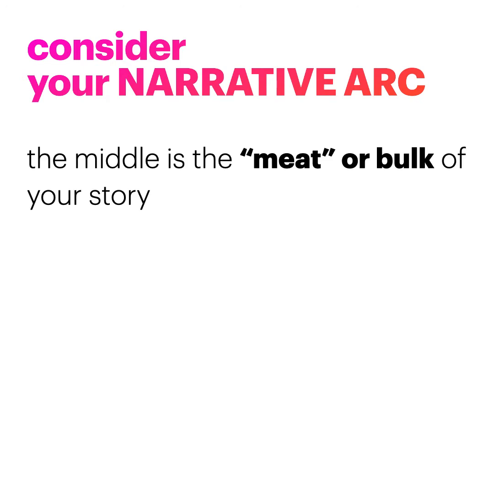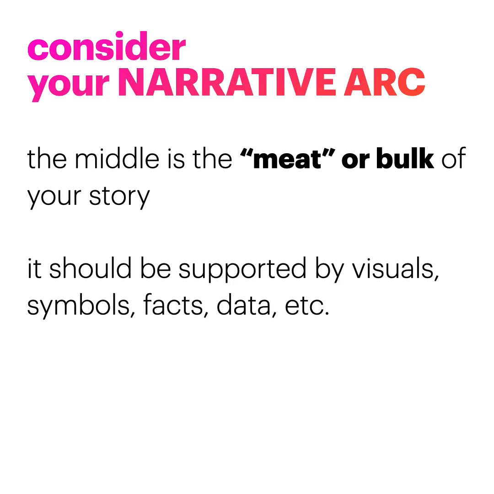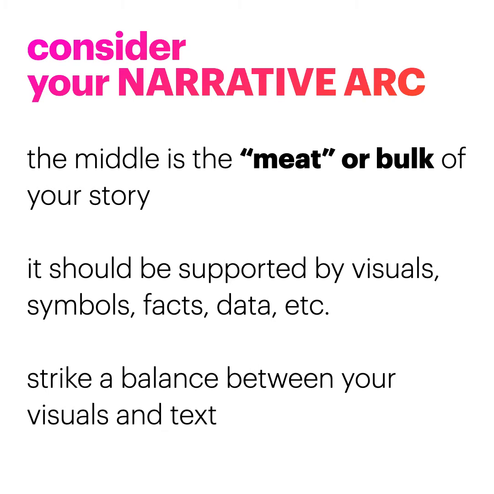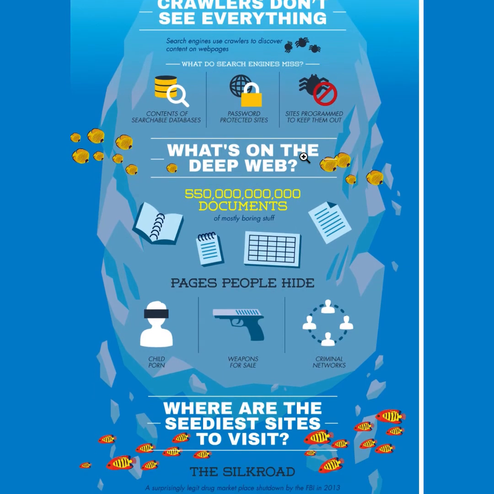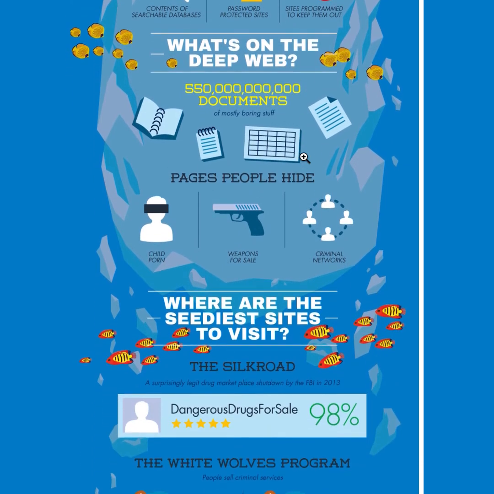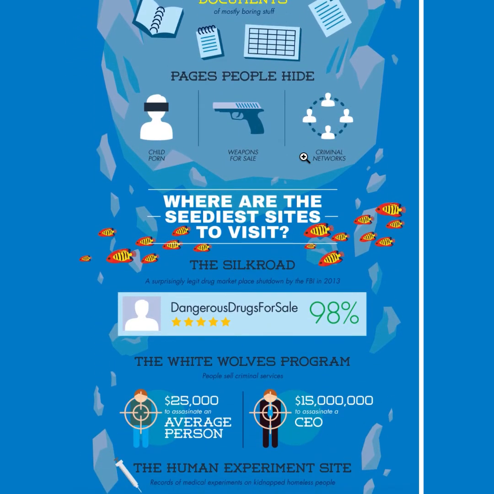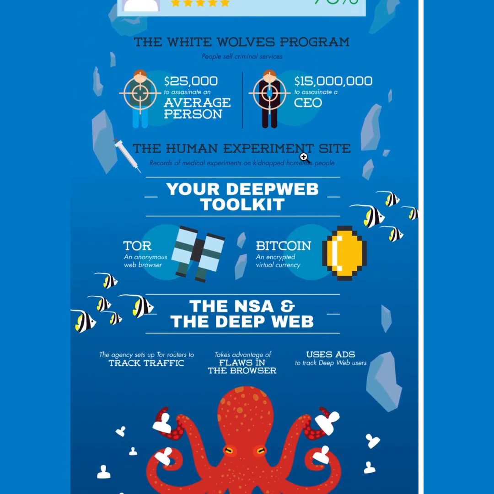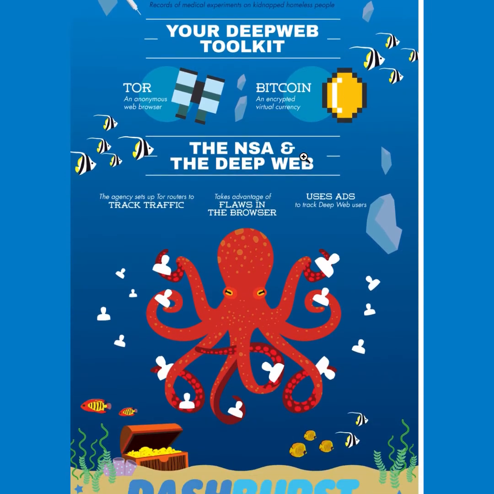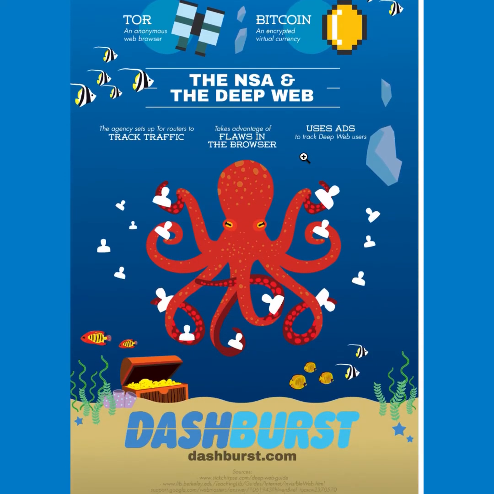Now, the middle of your arc is really like the meat or the bulk of the story. This should be supported by visuals, symbols, facts, and data. And you really want to strike a balance between your visuals and your text. You don't want it to be too image heavy, and you don't want it to be too text heavy. If you take a look at this example here on the deep web, you'll see it strikes a really good balance between images and symbols and also text, while using this overarching metaphor of the iceberg and the ocean.